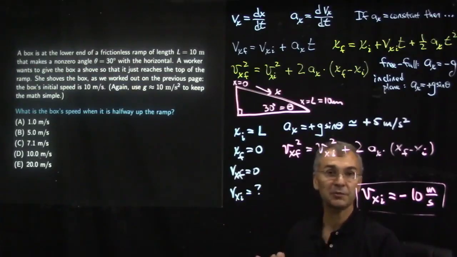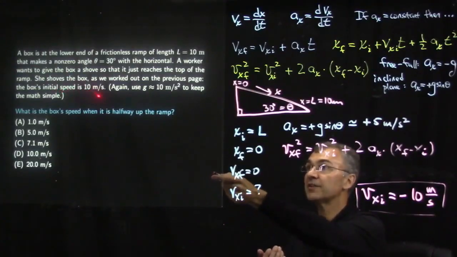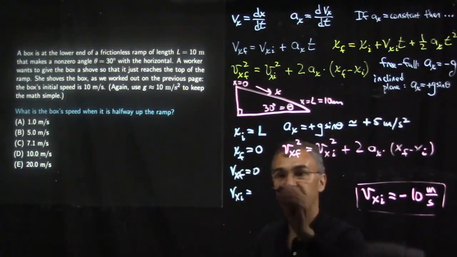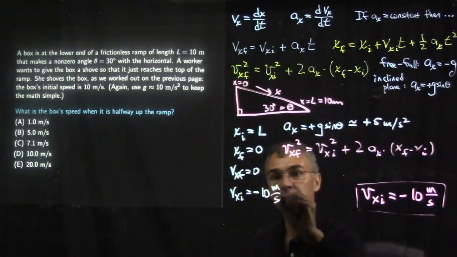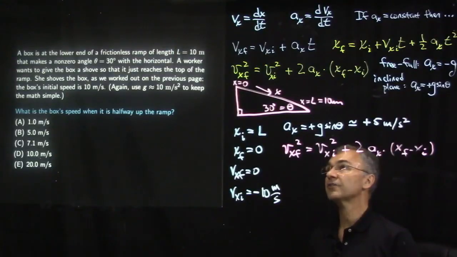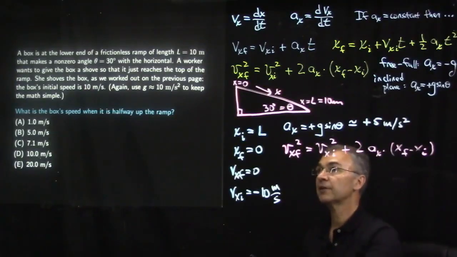Now let's extend that same problem. We're going to start with the same scenario, except we worked out that its initial speed was 10 meters per second. In fact, it's uphill, so if we care about the sign, then Vx initial is minus 10 meters per second. We can actually use the same equation to figure out how fast it is going when it's halfway up the ramp. What is the box's speed when it's halfway up the ramp?